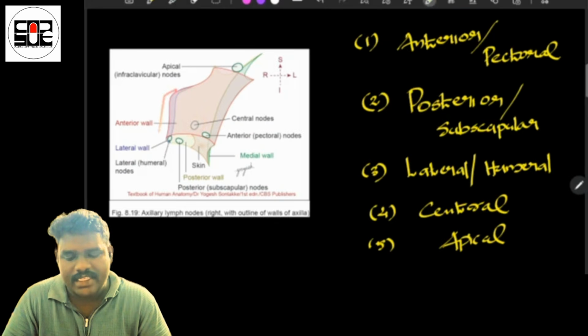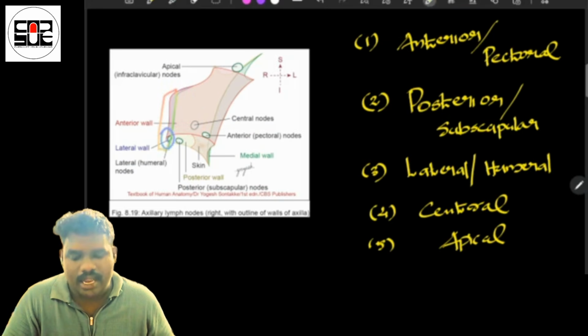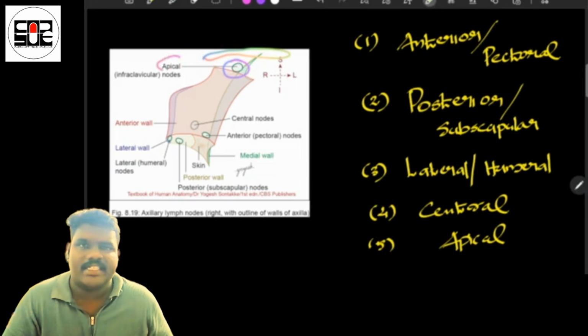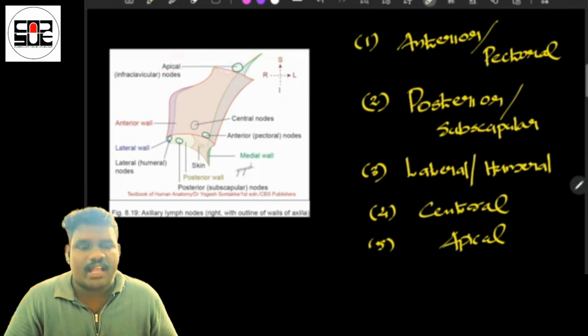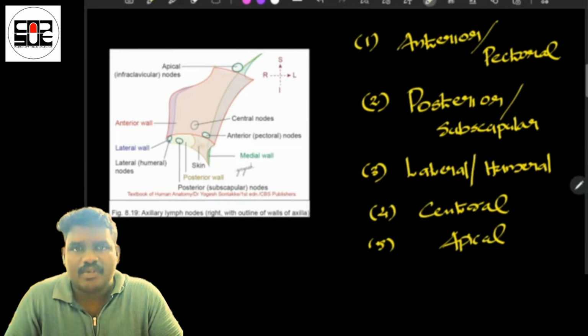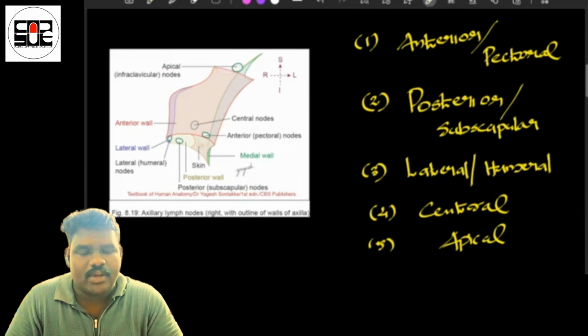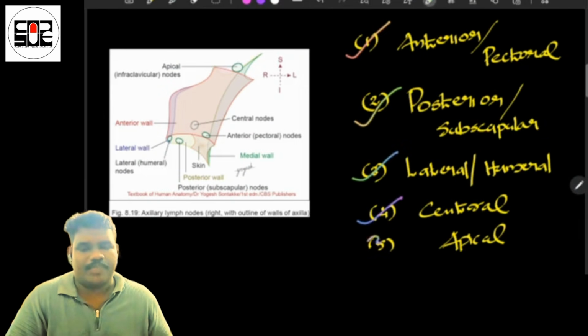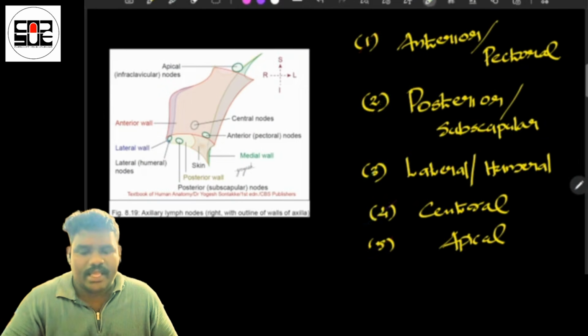Laterally along the humerus, we see the lateral or humeral lymph nodes. And just below the clavicle, we can spot the apical nodes, sometimes mentioned as the infraclavicular group. So there are 5 groups of axillary lymph nodes: anterior, posterior, lateral, central, and apical. So just mention something about the axillary lymph nodes.